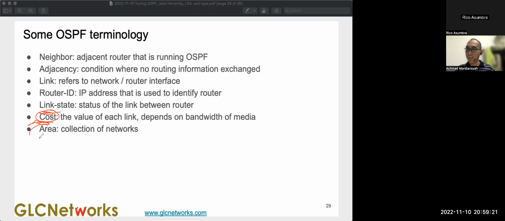And also here's the area. This is our topic today. So area is a collection of networks. Okay, so not a collection of routers. Perhaps it's different compared to BGP. So BGP, AS number is a collection of routers. Okay, so area is a collection of networks. Networks means prefix. So that's different. This prefix belongs to this area. This prefix belongs to this area.